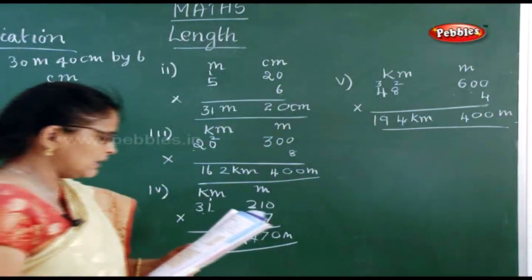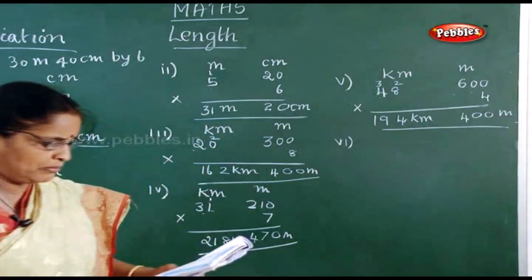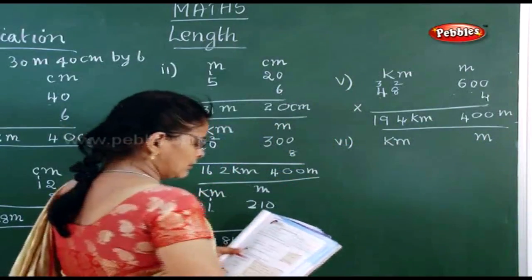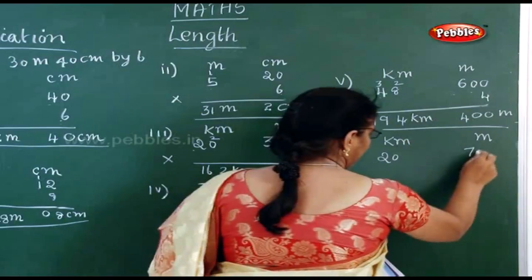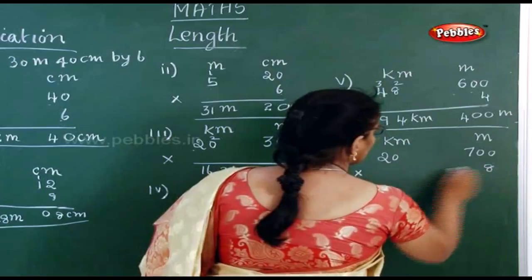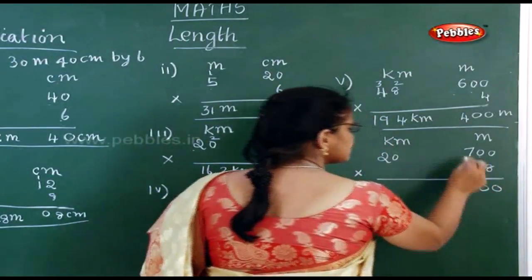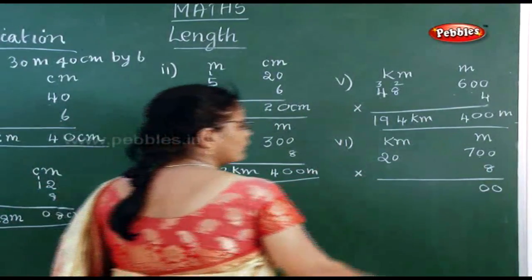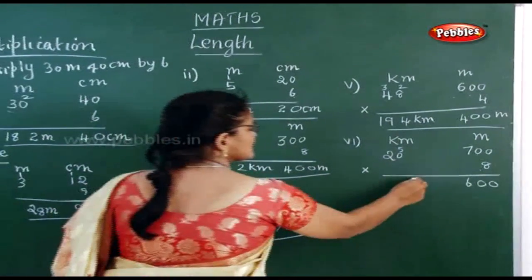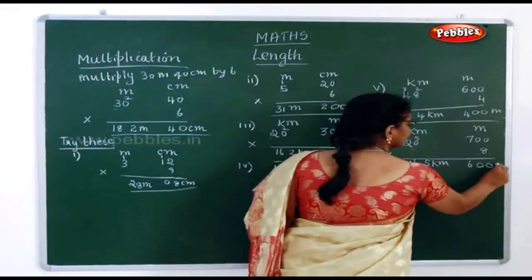Now, the last sum they have given. What is the last sum they have given? It is 20 kilometer and 700 meter. Now you have to write again kilometer and meter. 20 kilometer and 700 meter. Am I right? You have to multiply with what? Multiply with 8. Now 0 8s are 0. 0 8s are 0. 7 8s are 56. Now 0 8s are 0. 0 plus 5 is 5. And 2 8s are 16. So you will write 165 kilometer and 600 meter.